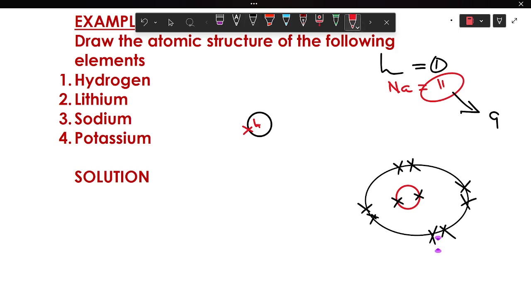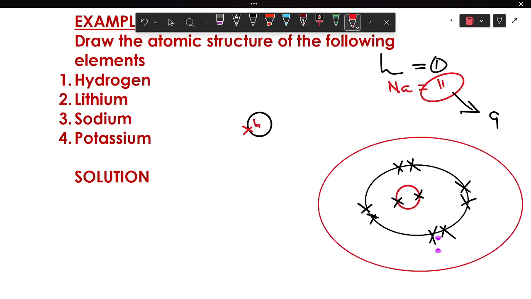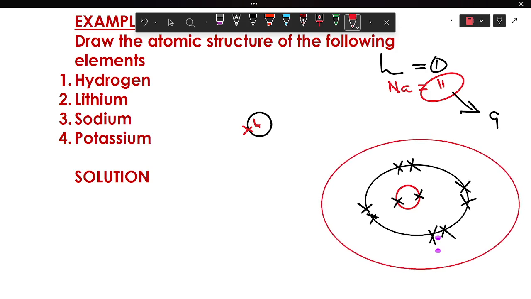Okay? We are remaining with what? 1. Are we going to put 8 or 1? No. Just 1, right? We're going to put just 1 like this. Okay, that's perfect. So this is for sodium. So we draw like this one. So you also proceed with potassium and lithium. Okay.